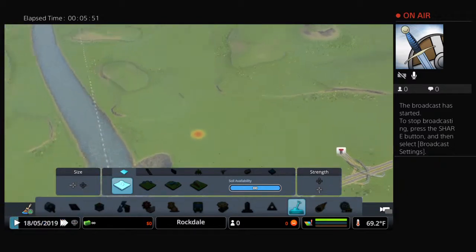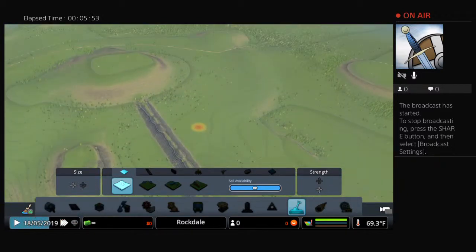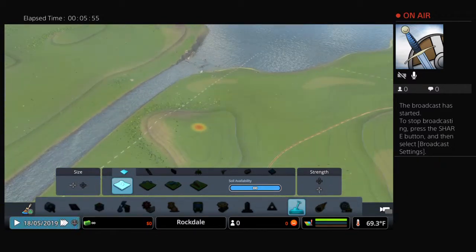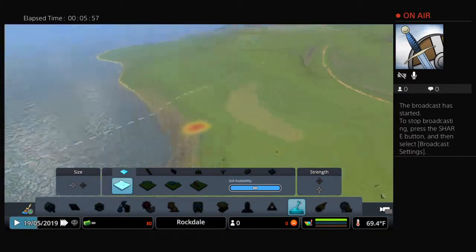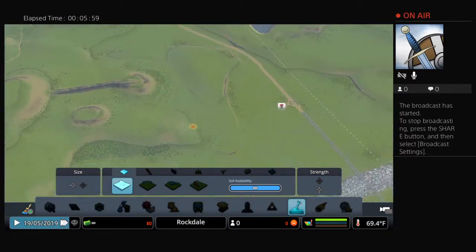You know, I would actually love to build a canal system using this water. Oh my word, and there's even more water here. Oh, I could make a really awesome canal system.